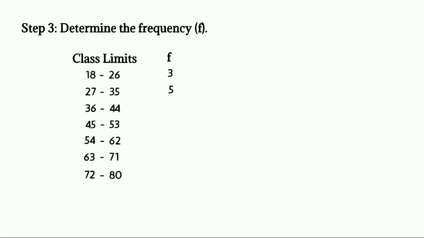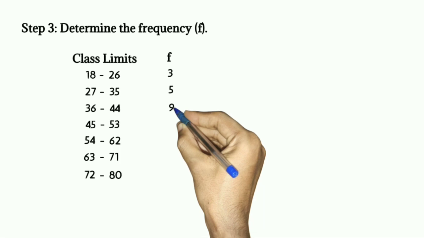For the class limit 36 to 44, the values that are within this class limit are 36, 36, 37, 38, 39, 39, 40, 42, and 44. Therefore, there are 9 values that are within these class limits. So therefore, the frequency is 9.